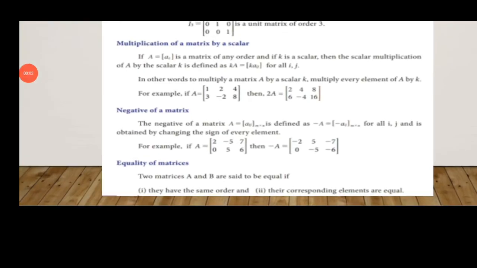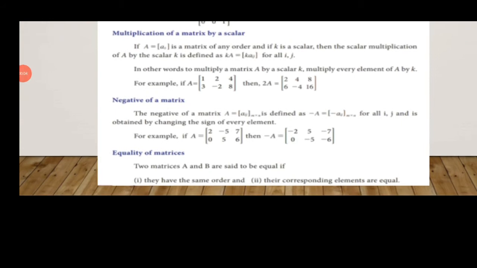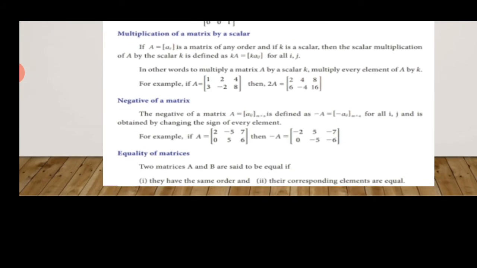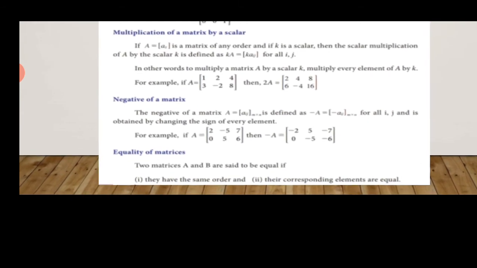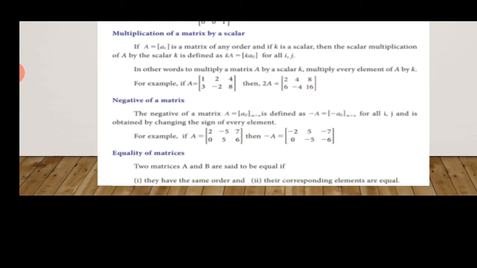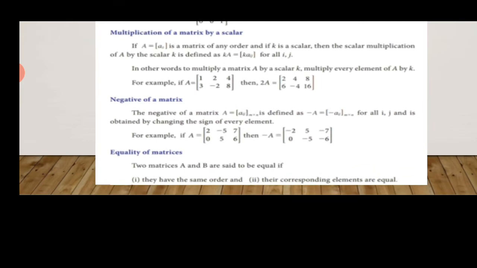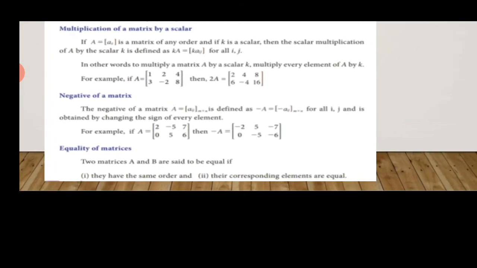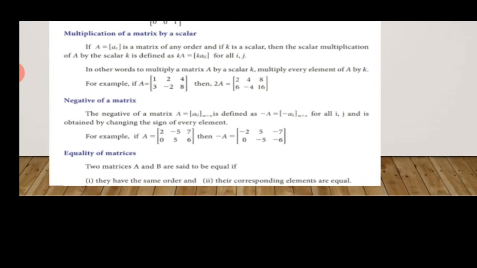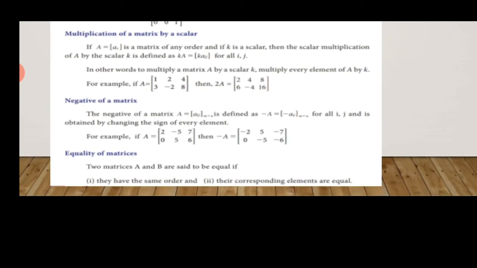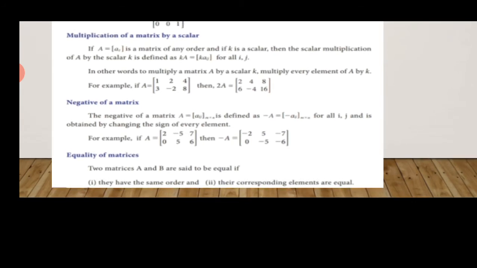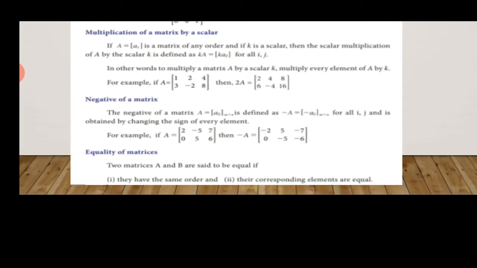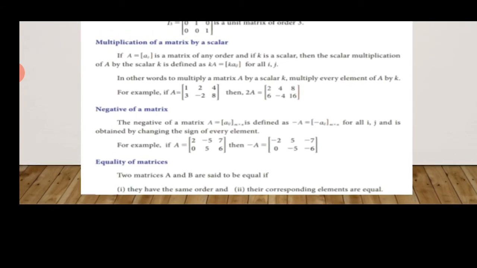So now we are going to see multiplication of a matrix by a scalar. Let me start with an example. Scalar means a constant, so this is multiplication of a matrix by a constant. Here the example is A equal to 1 2 4 in the first row, and the second row 3 minus 2 8. Then 2A means you have to multiply the matrix A by 2. So it becomes 2 into 1 is 2, 2 into 2 is 4, 2 into 4 is 8, and 2 into 3 is 6, 2 into minus 2 is minus 4, and 2 into 8 is 16. So this is nothing but multiplication of a matrix by a scalar.